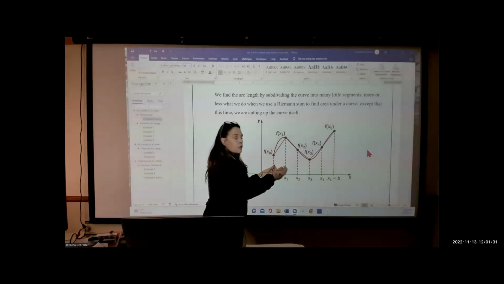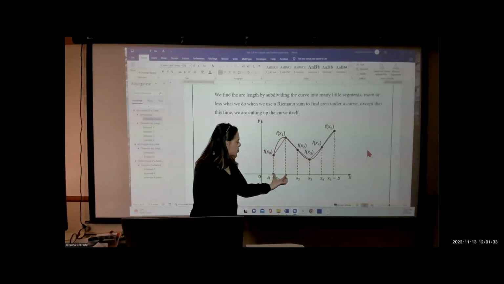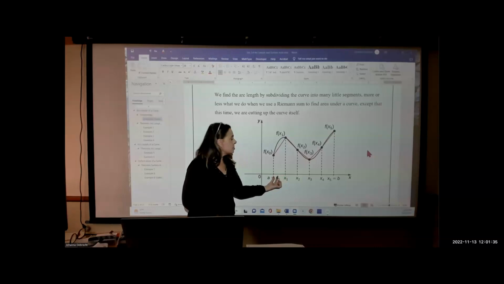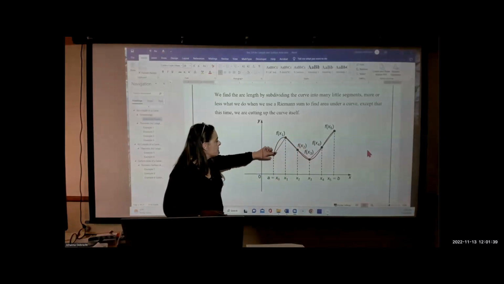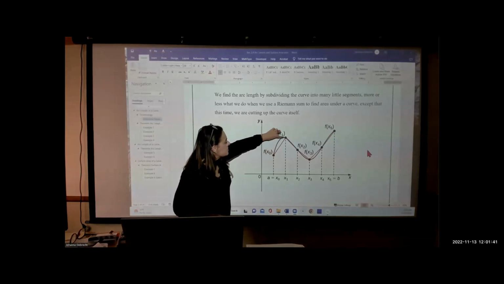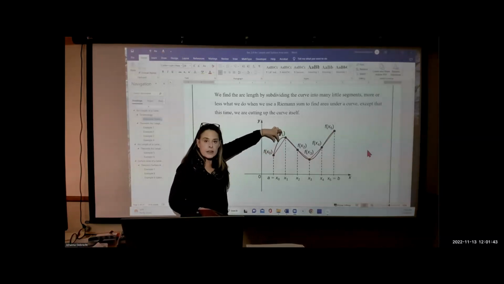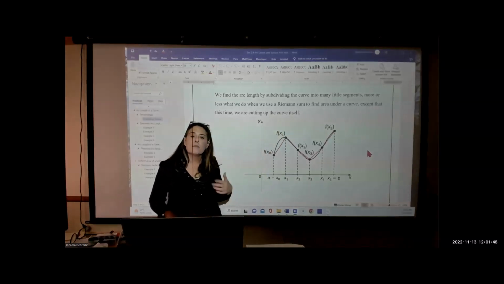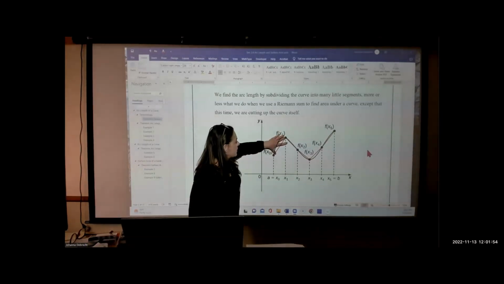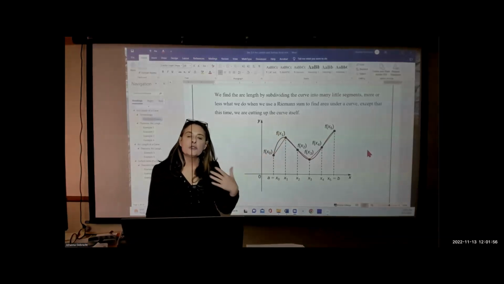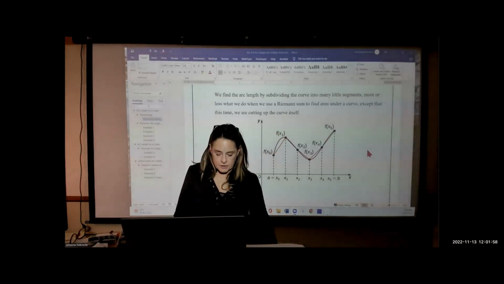Now, as we increase the number of partitions, the width of each partition gets smaller and smaller. And because we've required the function to be smooth, as these become narrower and narrower intervals, these curved sections will become more and more linear. And that means that the approximation using the straight line segment gets closer and closer to the true value of the curved section.